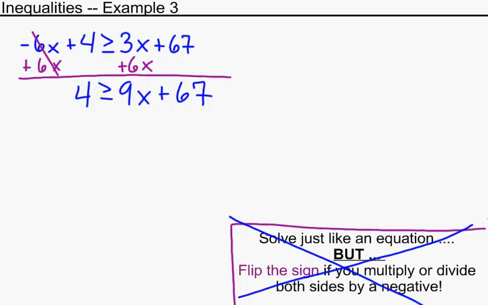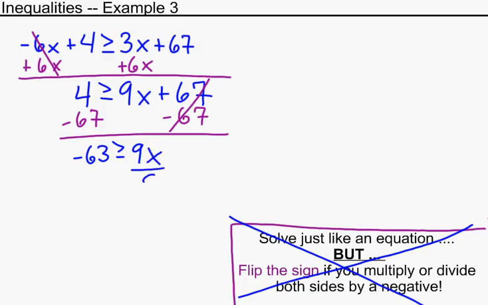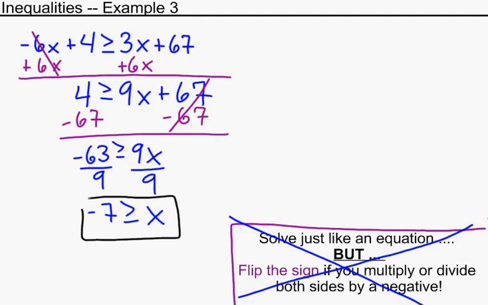So I just solve this like a two-step equation. I subtract 67 from both sides. That gives me a negative 63 on the left is greater than or equal to 9x. I know that I made the 9 positive, so I end up with negative 7 is greater than or equal to x. That's my inequality statement. That's half of my answer.